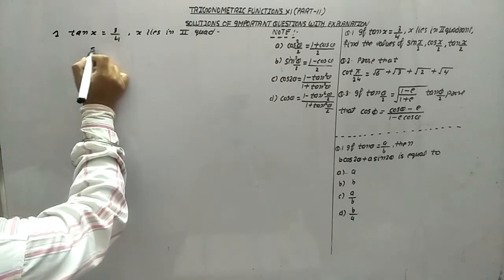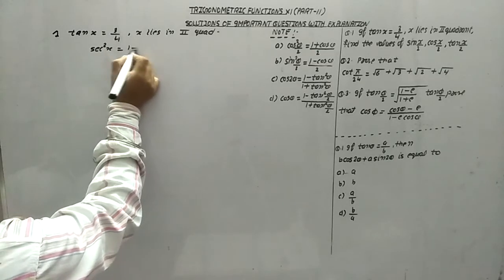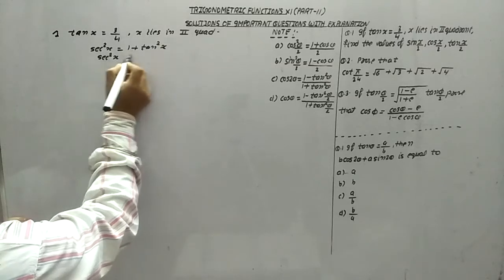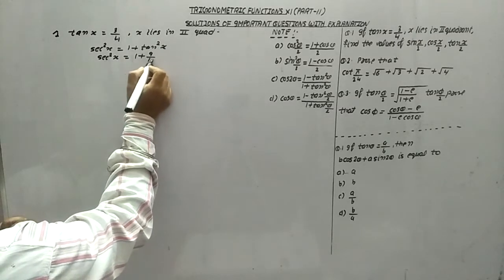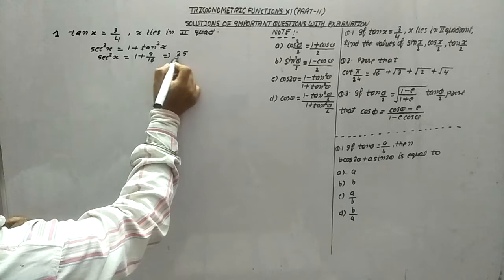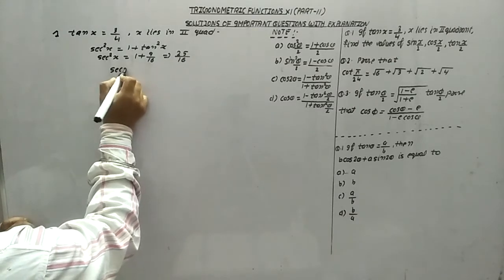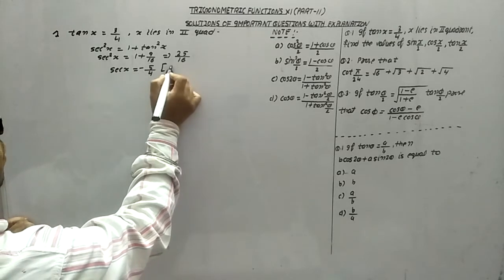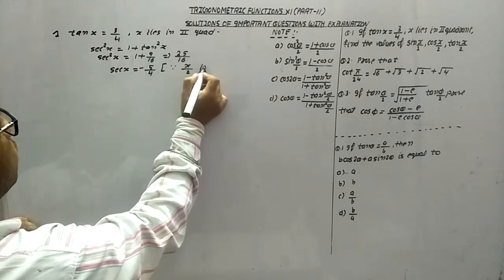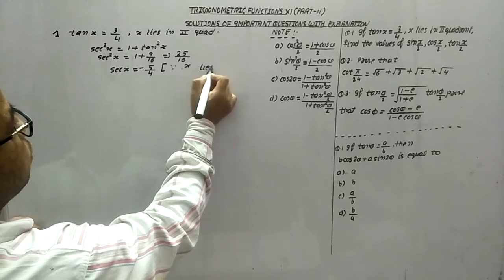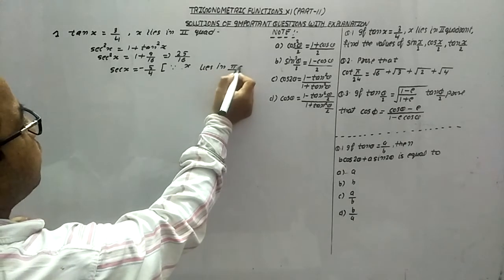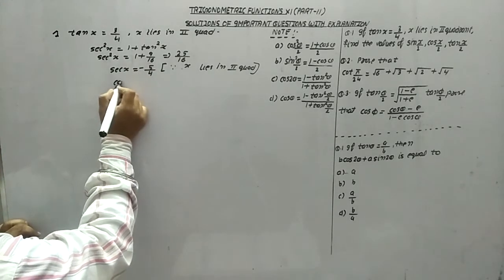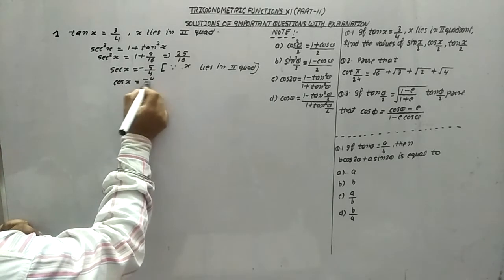Now as we know that sec square x is equal to 1 plus tan square x, it means sec square x is equal to 1 plus 9 upon 16. It implies that this is equal to 25 by 16. Therefore sec x is equal to 5 by 4, negative. Why negative? Because x lies in second quadrant. Because of second quadrant, we are taking negative only. Therefore cos x is equal to minus 4 by 5.